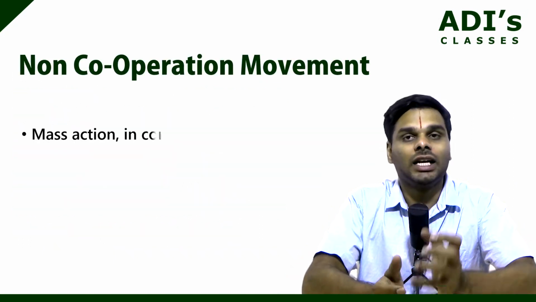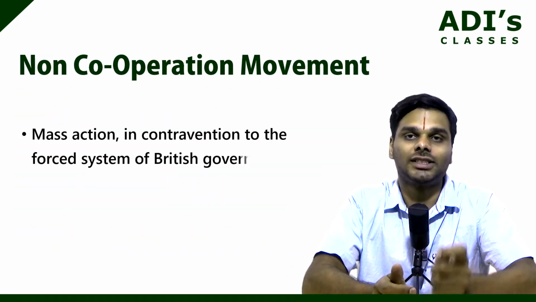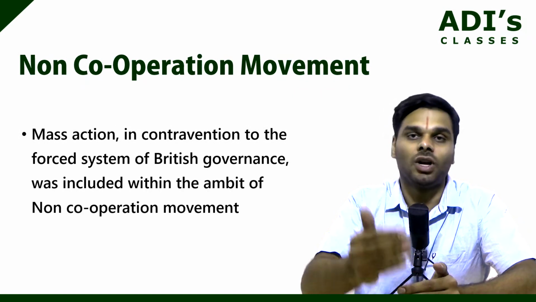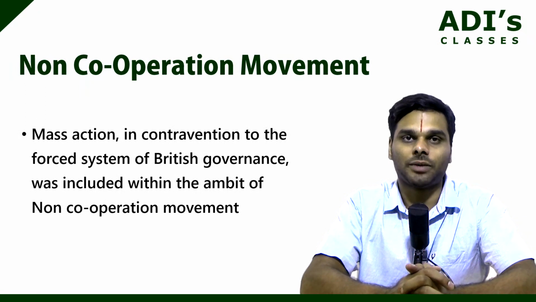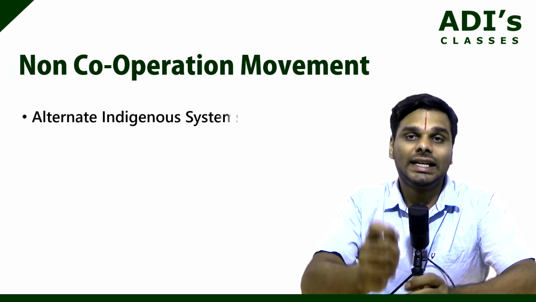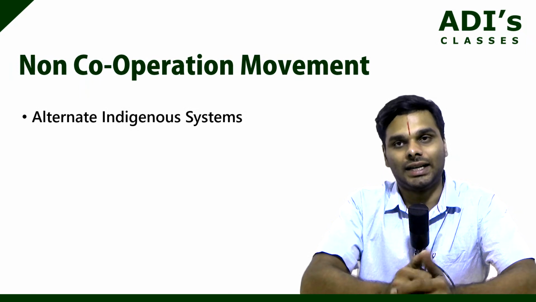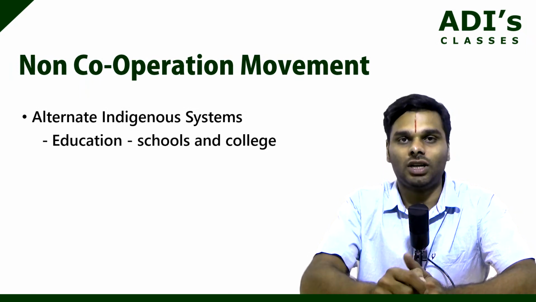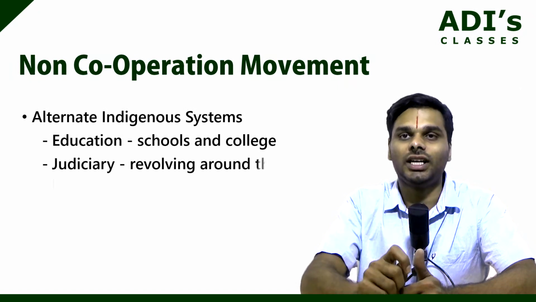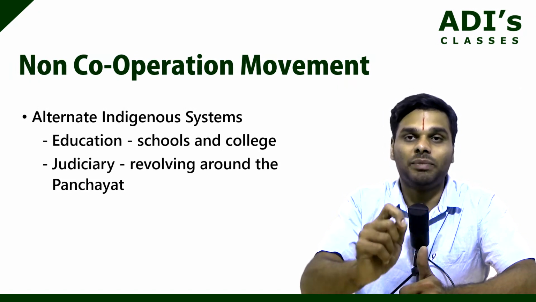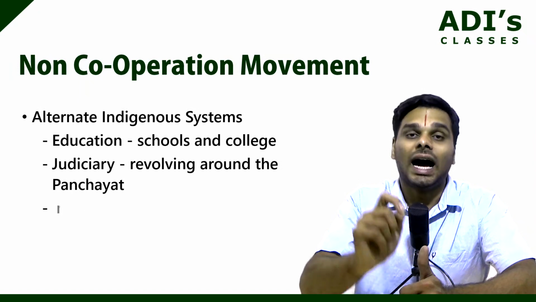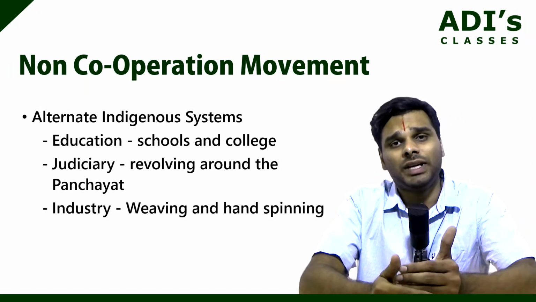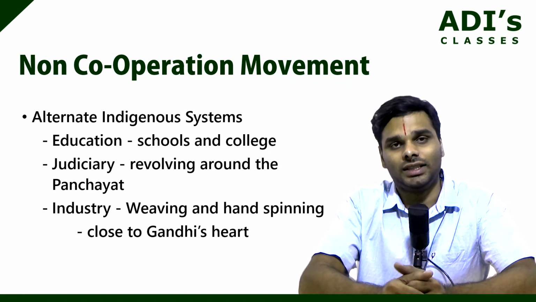Mass action in contravention to the forced system of British governance was included within the definition of the non-cooperation movement. An alternate indigenous system was to be set up: an Indian education system with schools and colleges, an Indian judiciary revolving around the panchayat as the basic institution of justice, and Indian industries. Weaving and hand spinning were especially close to Gandhi's heart.